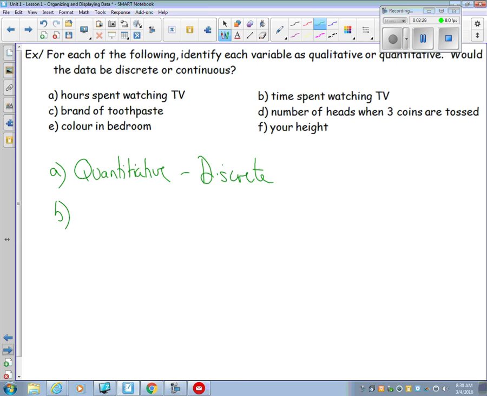Okay. Part B is slightly different. Time spent watching TV. Well, when we talk about time spent, does that mean it's a lot of time? A little bit of time? Some time? Are you measuring it in minutes and seconds and hours? Are you saying how many days of the week? This question is really unfocused. This could be measured as a qualitative thing: I spend a lot of time. Or it could be a quantitative thing: I watch 6 hours a week.